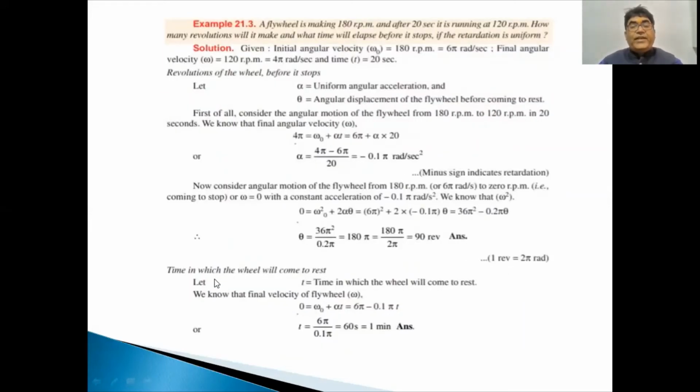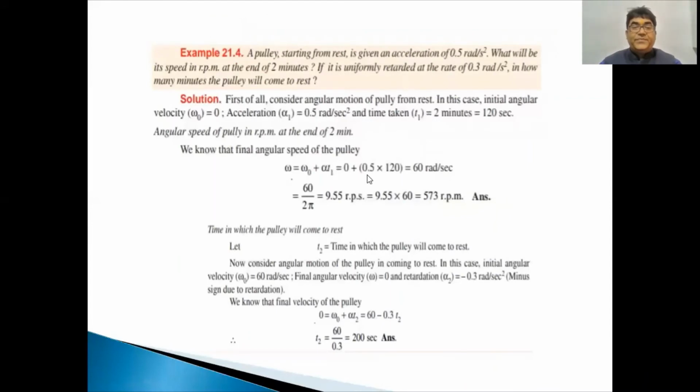And finally, we have to find the time in which the wheel will come to rest. We will again apply the formula omega is equal to omega 0 plus alpha t. That is 0 is equal to 6 pi minus 0.1 pi t. Solving, we will get the value of t as 60 seconds, that is equal to 1 minute.